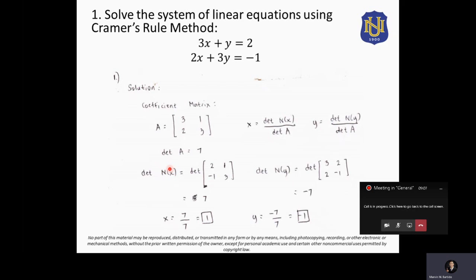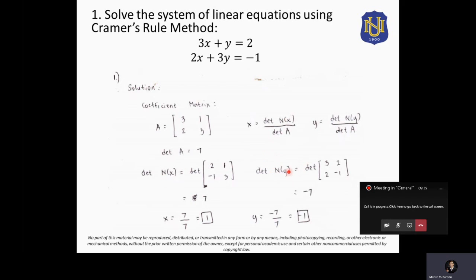So we're going to replace the column of the variable x, which is the first column, with our constants. Our constants are 2 and negative 1. So instead of 3, 2, we replace it with 2 and negative 1, and the remaining elements stay the same, 1 and 3. Now you solve for its determinant, and that will be 7. And that is your determinant of Nx.